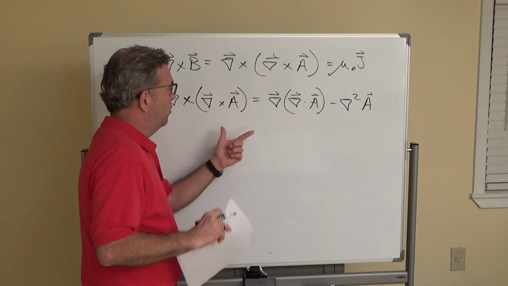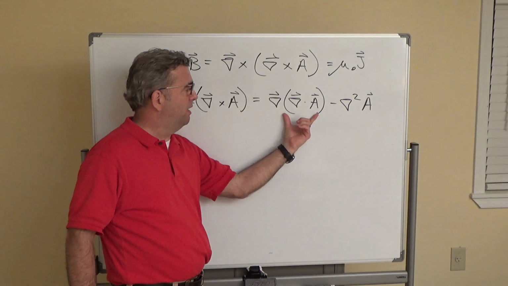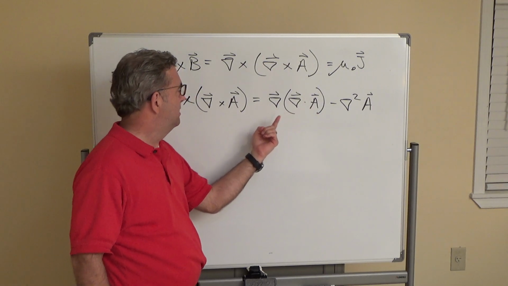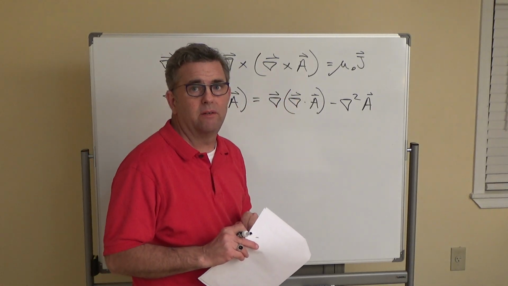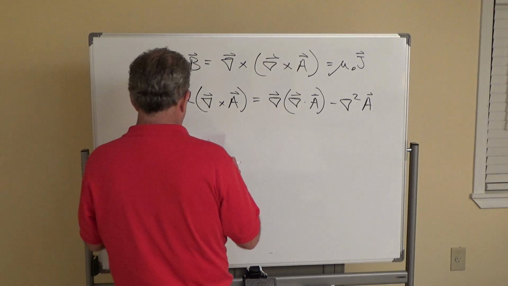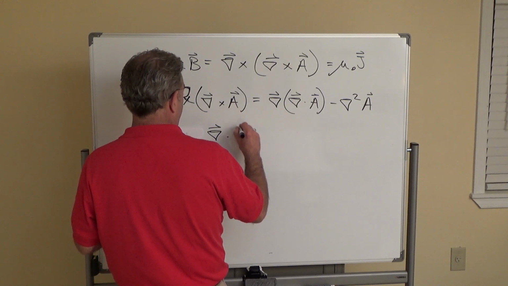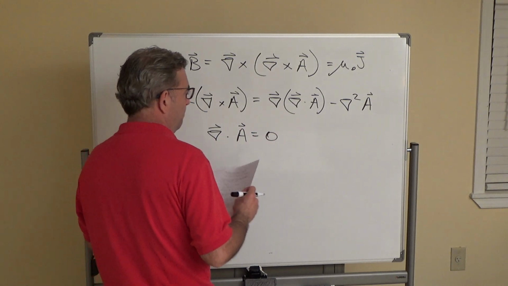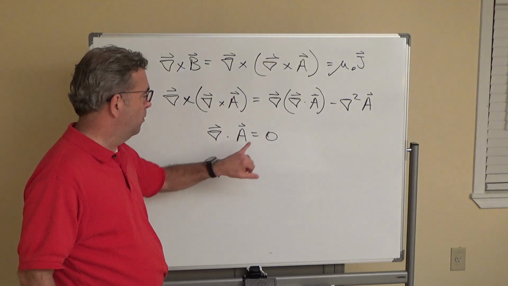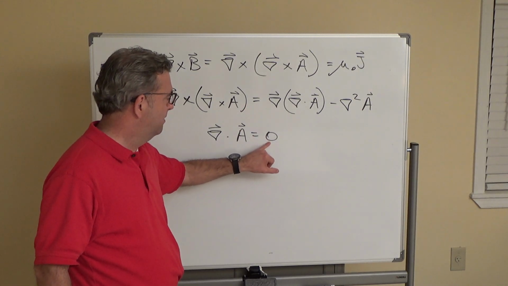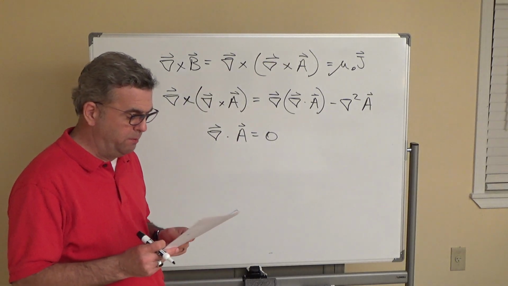So you can add the gradient of any scalar. This is a scalar, this is del dot A. You can add the gradient of any scalar to this vector potential and you still get the same thing, okay? But we're going to choose that del dot A is equal to 0. We're going to choose the magnetic vector potential in such a way always that del dot A is equal to 0, so the divergence of A is equal to 0.